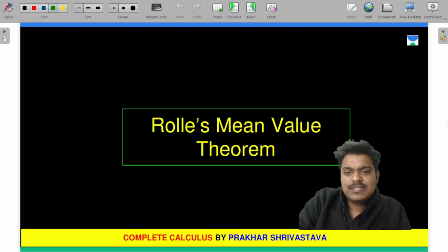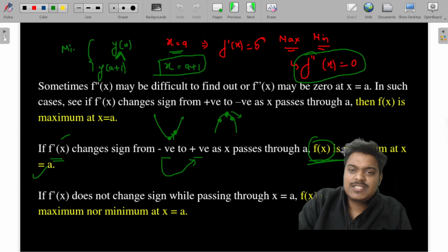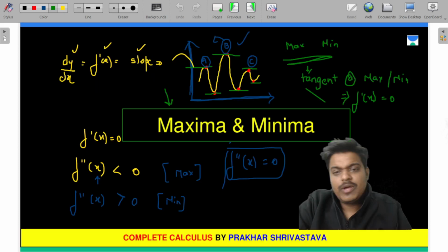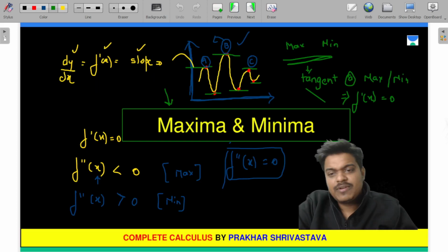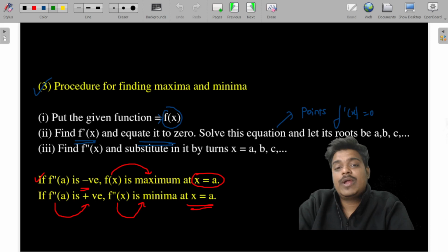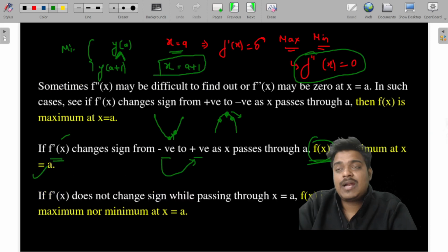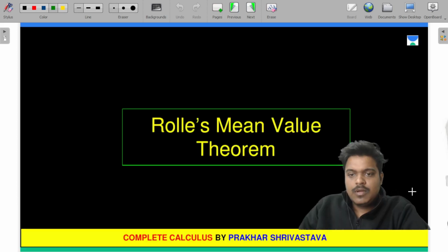I don't think that this is a problem. In the next lecture, after some time, we'll start with Rolle's mean value theorem. I hope you have clearly understood maxima and minima. You know the drill, how to solve and how to get the values. When you solve more questions, you will have a better understanding of this particular topic. So the next topic is Rolle's mean value theorem.